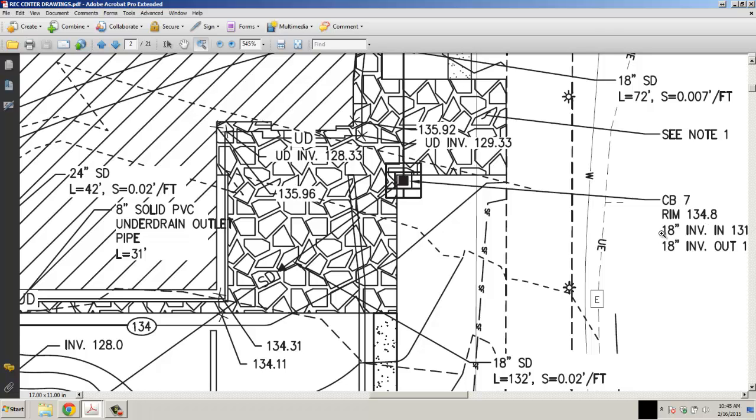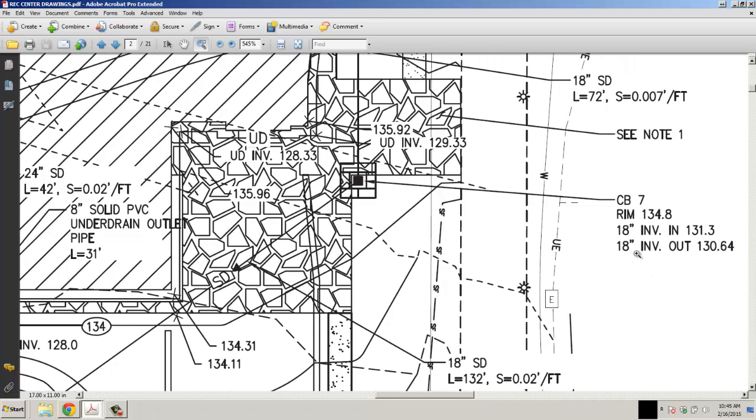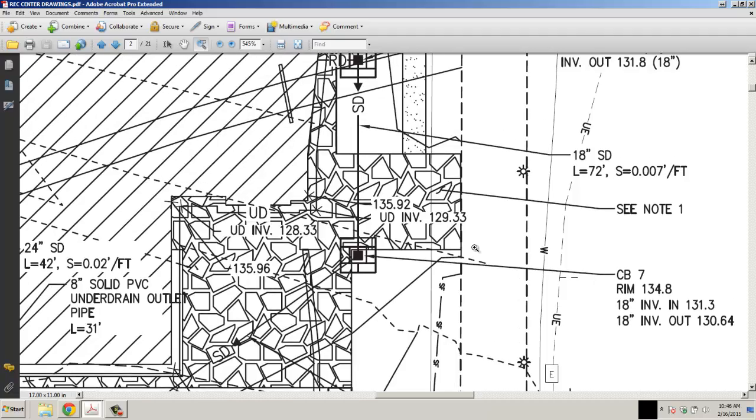It has an 18-inch invert at 131. In other words, the pipe coming in is at 131 feet. It comes in higher, and it has a basin there, so it holds the water. And there's an 18-inch invert out, which comes down in this direction at 130.64 feet. So it's actually a little bit lower than the input, but it allows that water to fill up into that location first. So that's some of our outside.